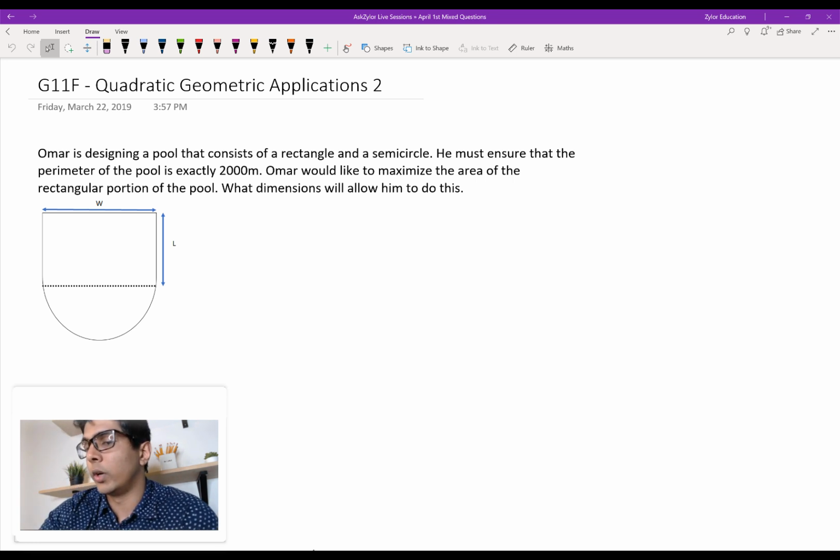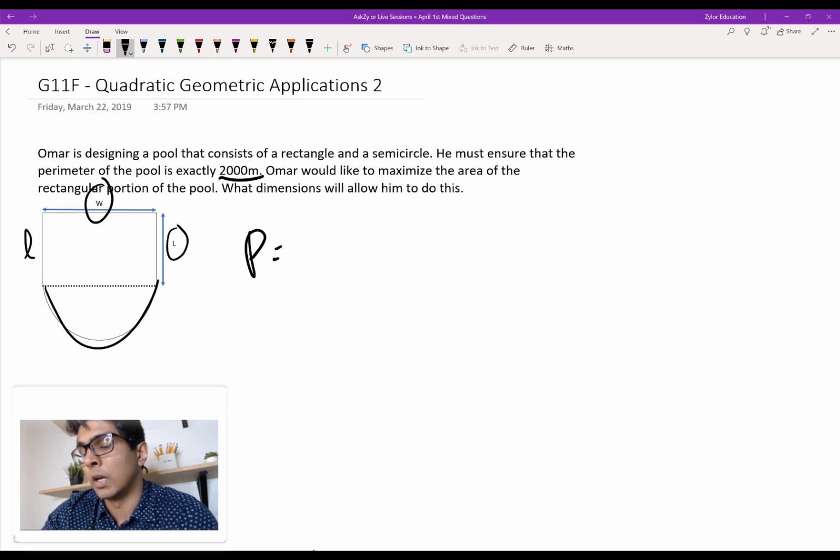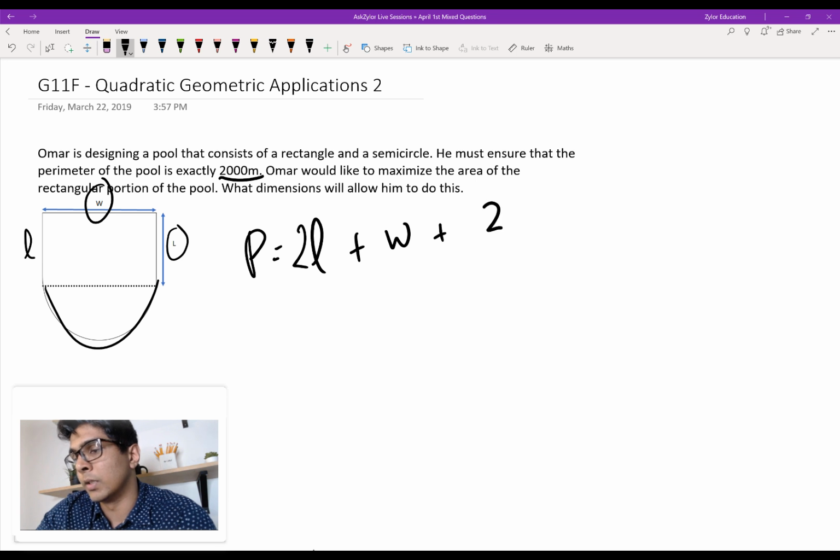So the first thing we're going to do is write an equation for my perimeter, because that's the amount that's given. So it's going to be length, width, and another length, and half a circle. So I have length plus 2 length plus 1 width, plus my perimeter for a circle is going to be 2 pi r. I need half of that, so I just divide it by 2 to give me pi r.